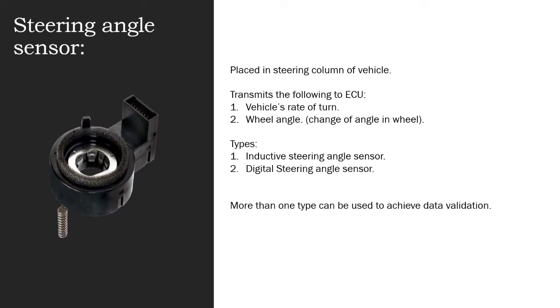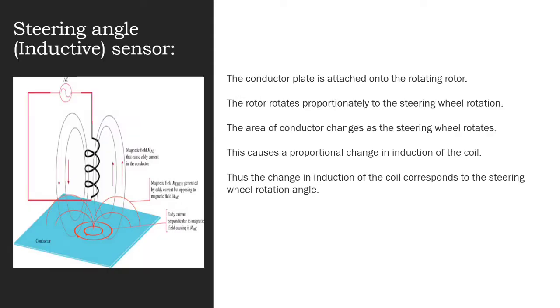Inductive steering angle sensor: the conductor plate is attached onto the rotating rotor. The rotor rotates proportionally to the steering wheel rotation. The area of the conductor changes as the steering wheel rotates. This causes a proportional change in the inductance of the coil. The change in inductance of the coil corresponds to the steering wheel rotation angle.